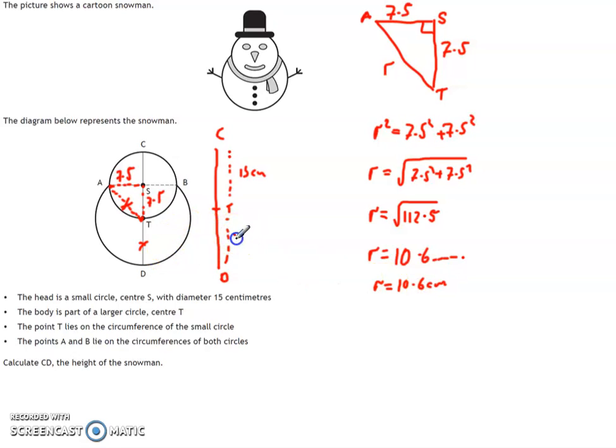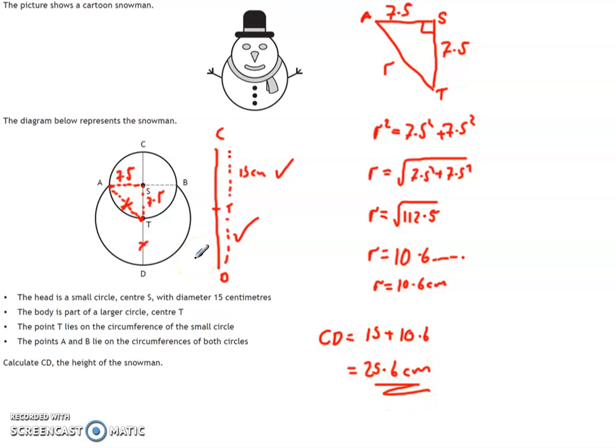So I've got this section here now. I know this section. To get the total height, C to D, I add them together. So I then can say, fine, so I know C to D is equal to the height C to T, which is 15, plus the other part, the T to D, which is 10.6. So I know then that it's equal to 25.6 centimetres. Don't forget the units.